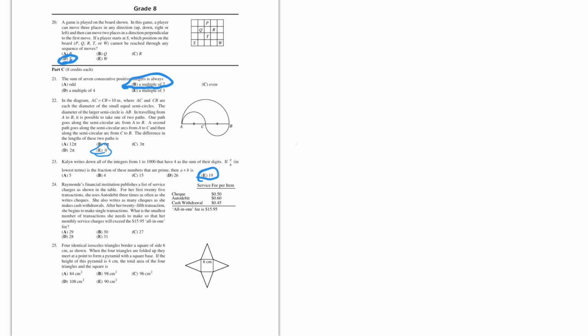Number 24. Raymond's financial institution published a list of service charges as shown in the table. For her first 25 transactions, she uses auto debit 3 times as often as she writes a check. She also writes as many checks as she makes cash withdrawals. After the 25 transactions, she begins to make single transactions. What is the smallest number of transactions she needs to make so that her monthly service charge will exceed the $15.95 all-in-one fee?